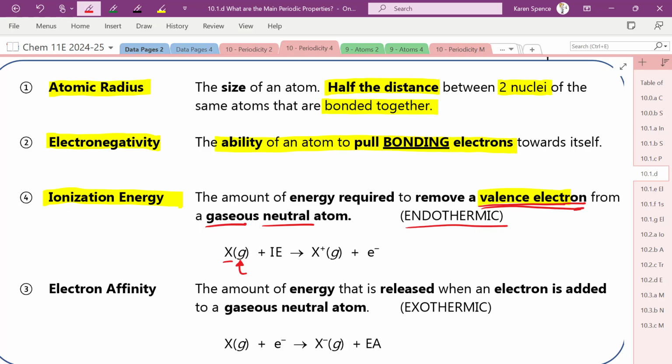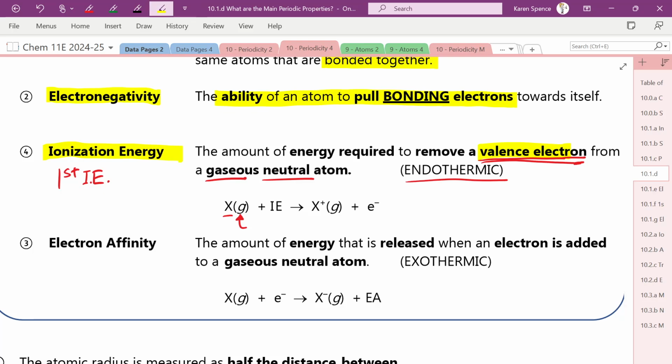And just to be a little bit more specific, this is the first ionization energy. The second ionization energy would be taking off a second electron. So you'd be going from a +1 ion to a +2 ion. But if we say ionization energy and we don't specify, we usually mean first ionization energy. So you can just make that assumption. If we want to say second ionization energy, we will use the term second.